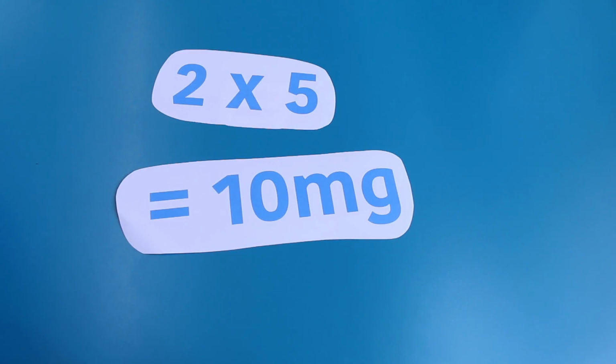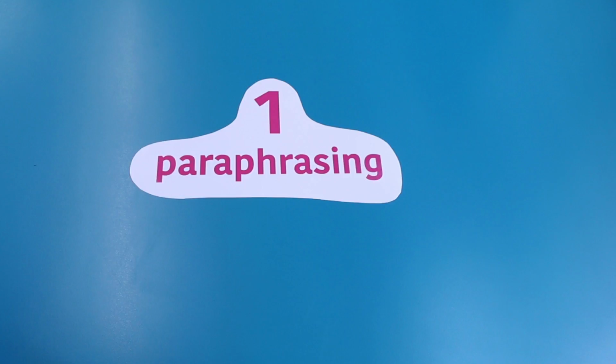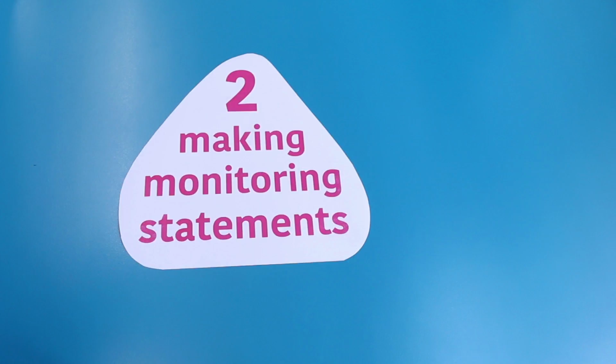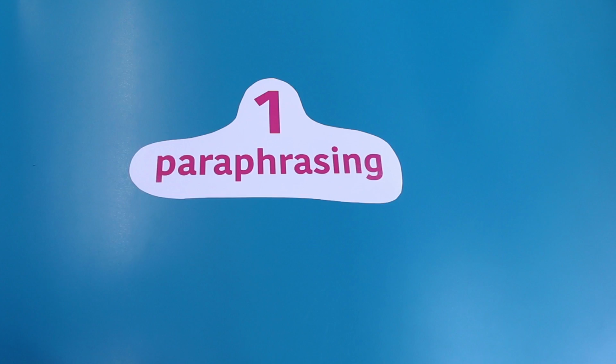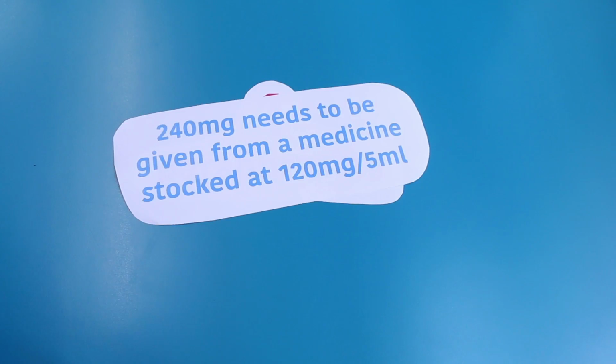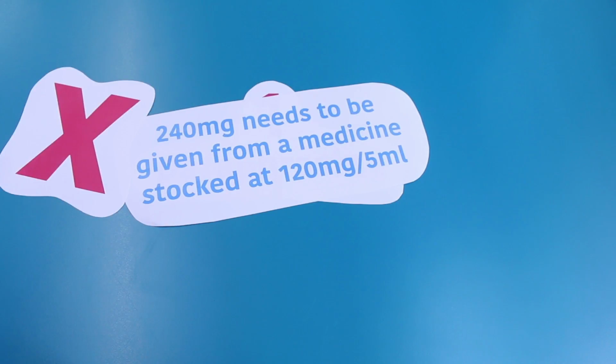which equals 10 milligrams. There are 2 methods that may appear to be self-explanations, but actually are not, that you must look out for and not do. These methods are paraphrasing and making monitoring statements. An example of paraphrasing in the example question would be 240 milligrams needs to be given from a medicine stocked at 120 milligrams per 5 milliliters. Here the student has simply shortened the question. There is no self-explanation here, as nothing is linked or added.